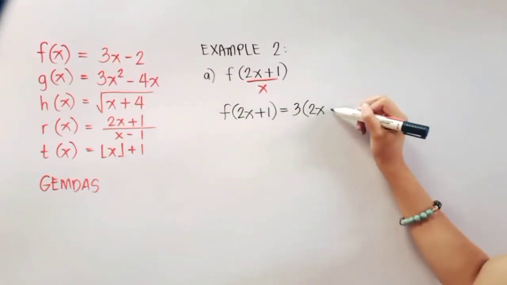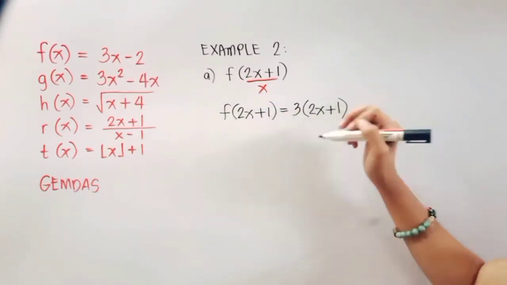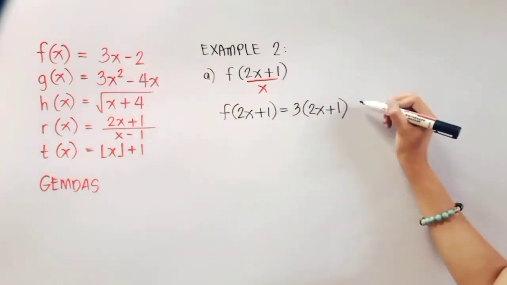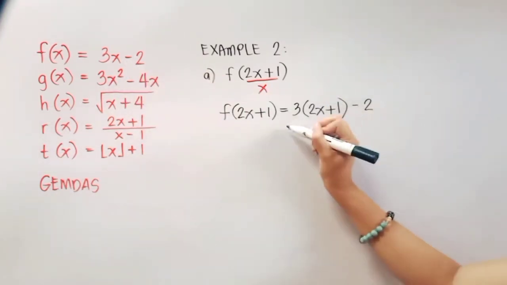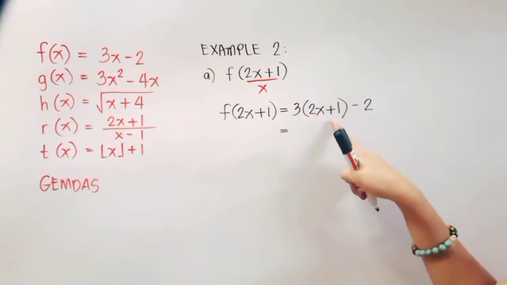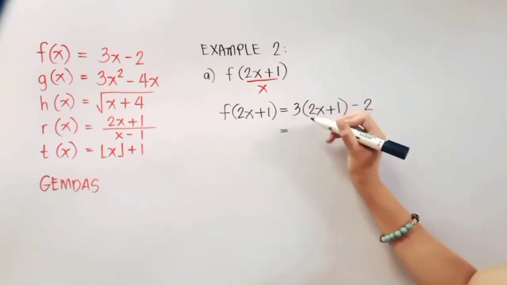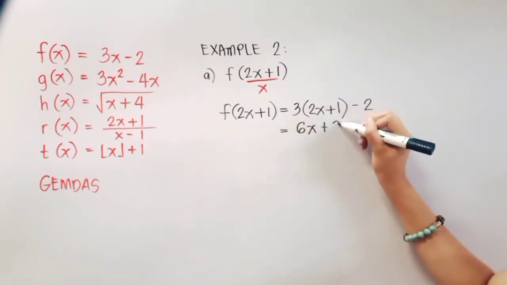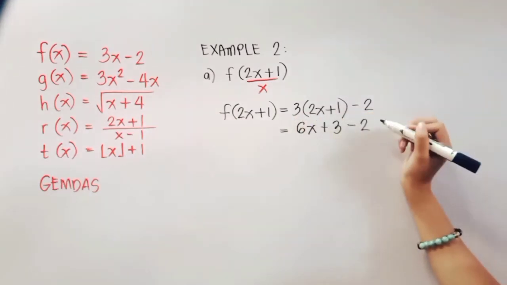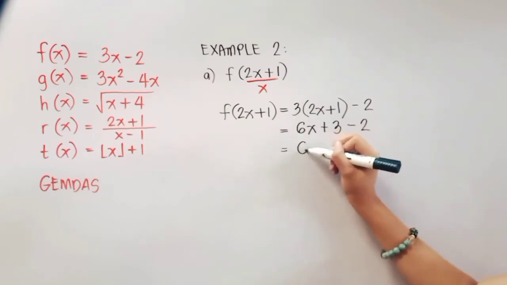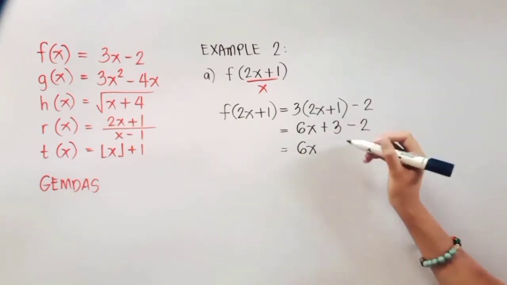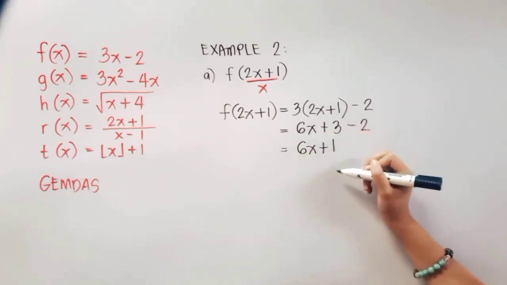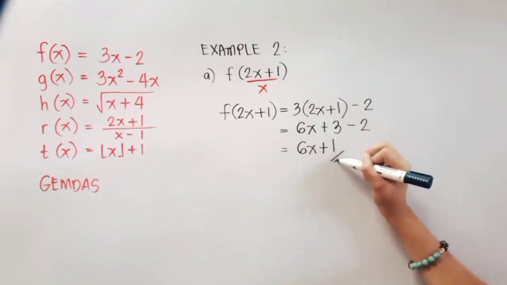So that's 2x plus 1, and then copy minus 2. Now let us distribute or multiply 3. So 3 times 2x is 6x, and then 3 times 1 is positive 3, copy minus 2. So that is 6x. 3 minus 2 is positive 1. Therefore, this is our final answer.